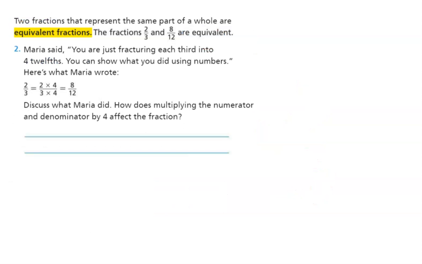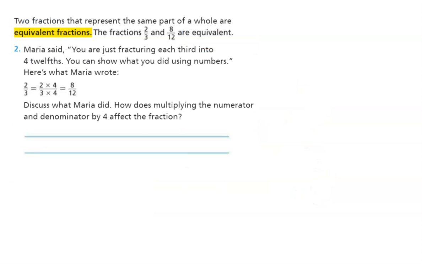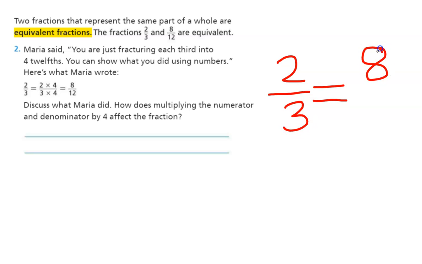So let's also jump into what this same problem says with Maria, and I believe it's still, is that the same people? Sorry, guys. Oh, yeah, okay. So this is still Maria's fruit farm. My fault. So this says 2 fractions that represent the same part of a whole are called equivalent fractions. And that's really just thinking about an equal sign right between the 2 of them. And she's telling you that 2/3 is indeed equivalent to 8/12. Okay? So it says, Maria said, you are just fracturing each third into 4/12. You can show what you did using numbers. And here's what Maria wrote.